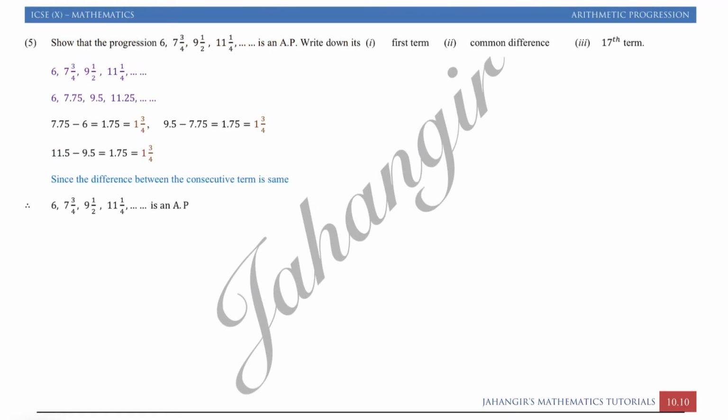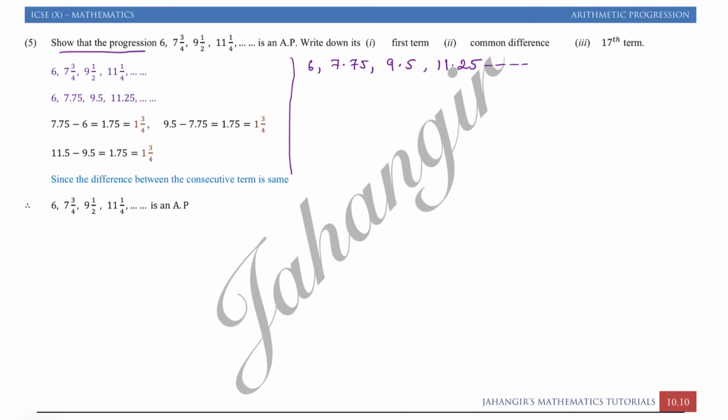Question number 5. Show that the progression 6, 7 3/4, 9 and a half, 11 1/4 is an AP. Here we have fractions, but those fractions can easily be written as decimals. So I will write decimals: 6, 7 3/4 can be written as 7.75. It becomes easy to find common difference. 9 and a half can be written as 9.5. 11 1/4 can be written as 11.25. You have to show whether this sequence is an AP or not.